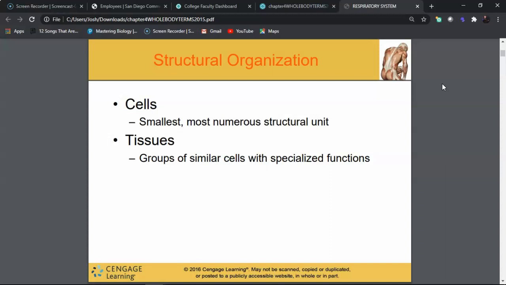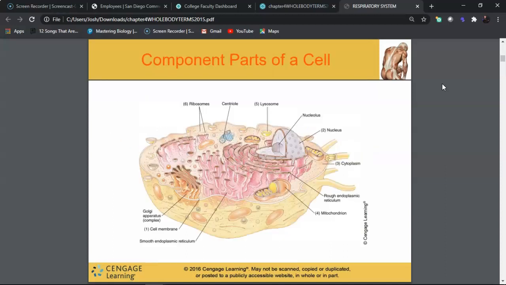Okay, so let's start off structurally. We're going to start at the basic level. The smallest unit within the body is the cell. It is the smallest unit, and it is the most numerous as well. We'll talk about different kinds of cells, and when you group certain cells together that have the same function, we get the next level of structure called a tissue. Once again, tissues are groups of similar cells with a specialized function.